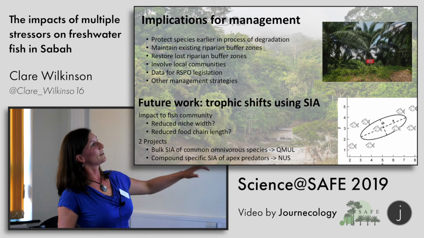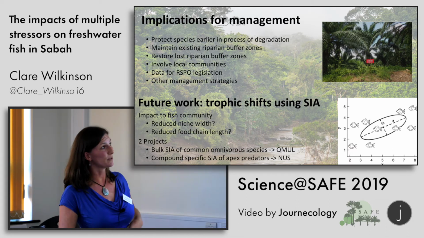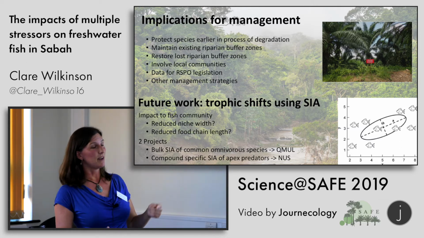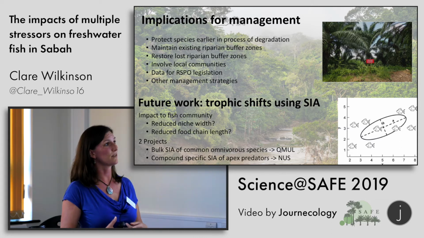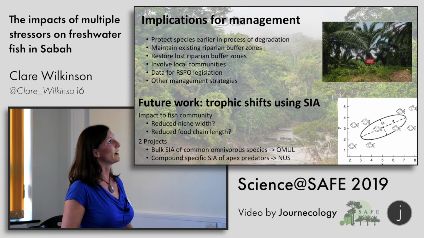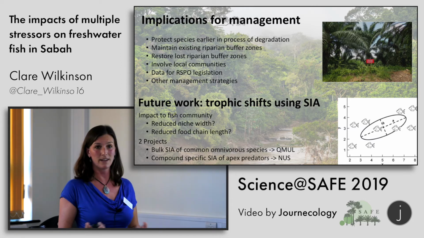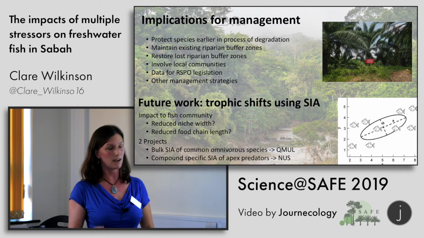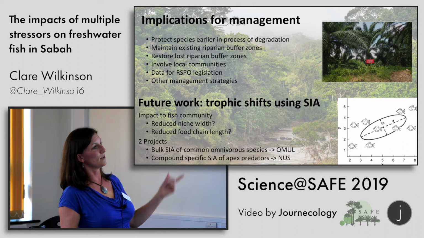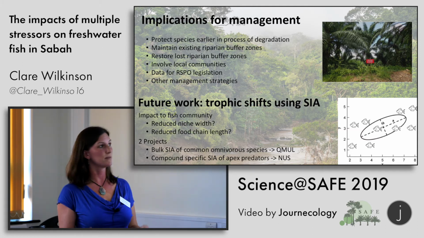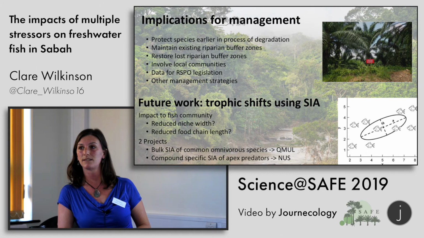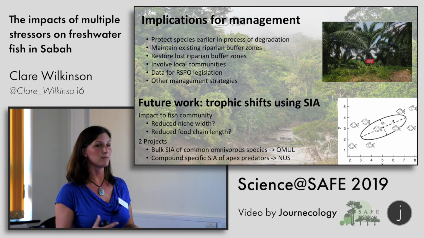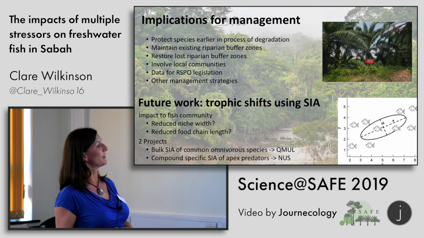So a few different implications for management, quite similar to what I've already said. Ideally, start protecting freshwater ecosystems much earlier in the process, so also during logging and deforestation. Maintain existing riparian buffers where possible, restore them where they have been lost. And hopefully this data can feed into RSPO legislation. I think it'll also be important to look at other strategies for protecting freshwater ecosystems, like reduced impact logging, planting in steep areas and so on.